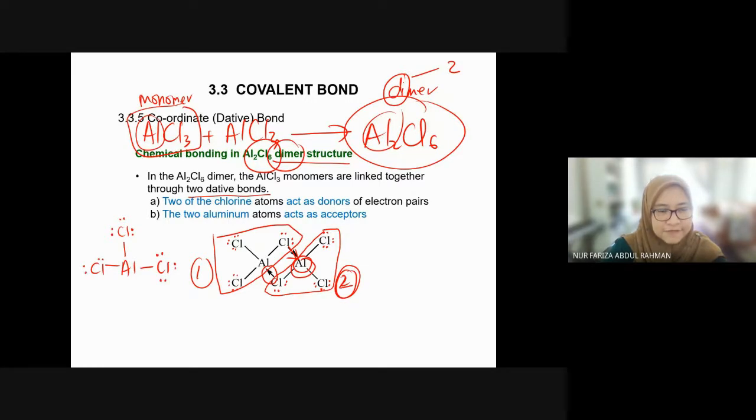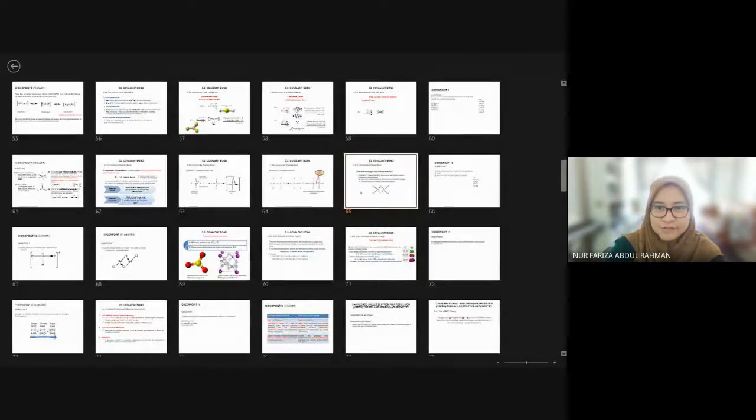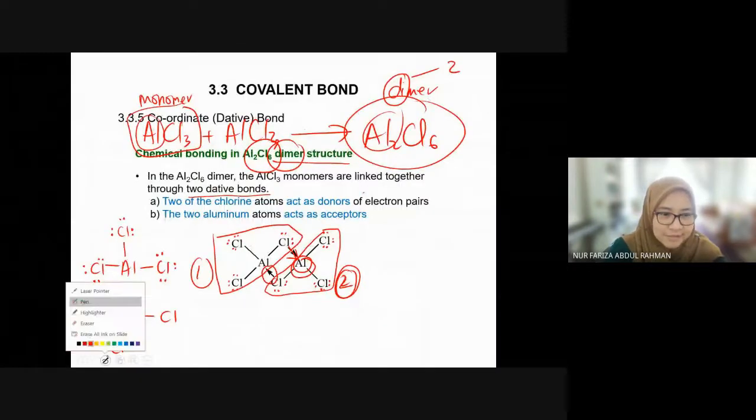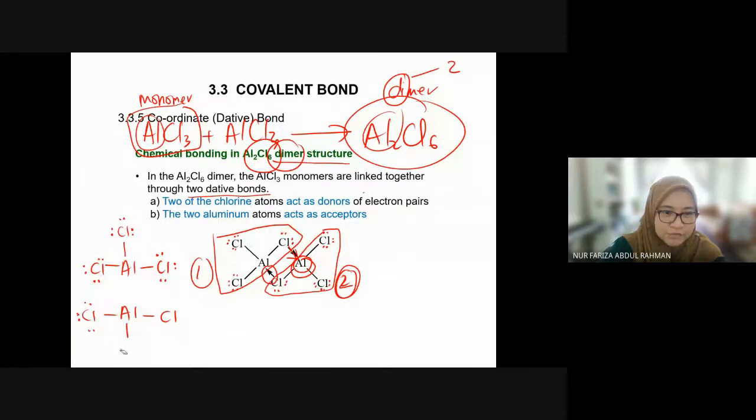Okay, this is the first molecule, and this is the second molecule. So you nak combine kan dia kan? How do you draw the... Jangan buat begini. Make sure dia punya bond tu betul-betul below, above. 1, 2, 3, 4, 5, 6. Okay? Alright. Remember, it should come from the donor to the acceptor.